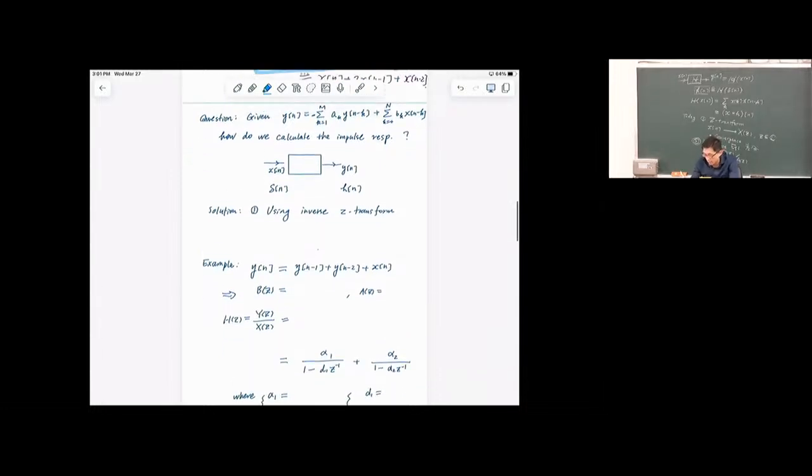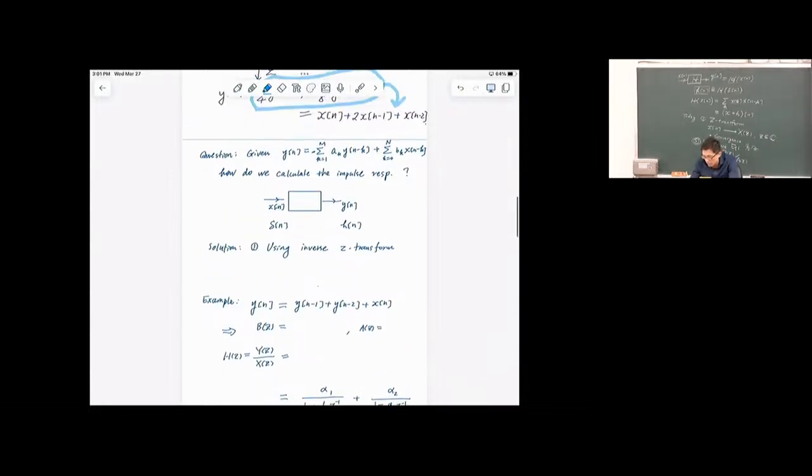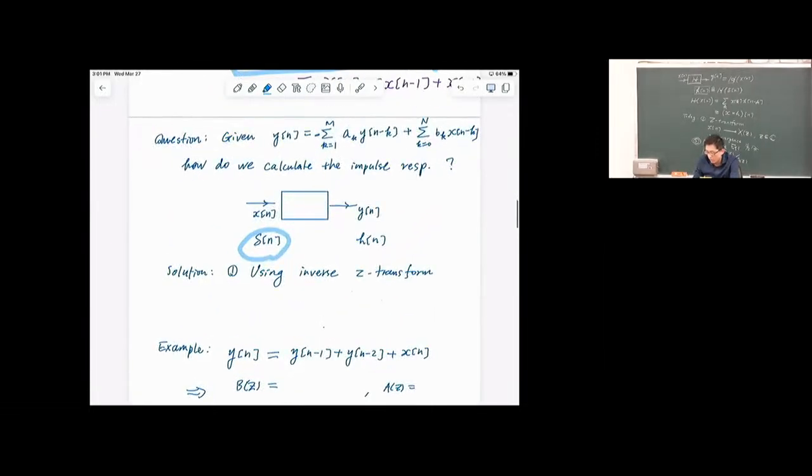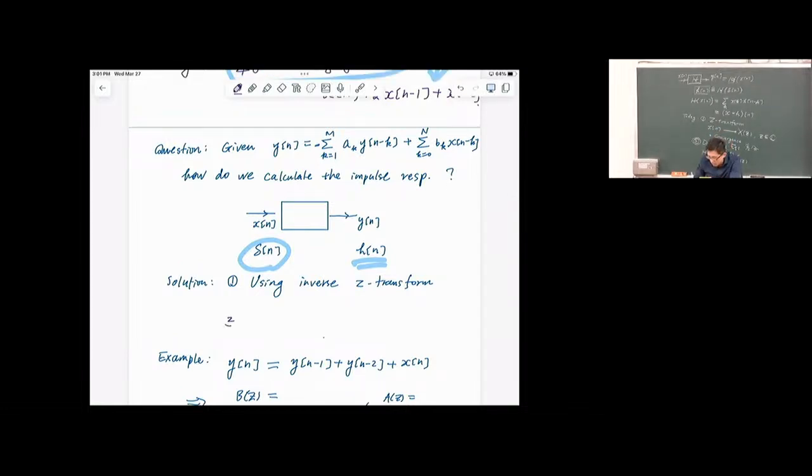I'm going to show you an example. Let me mention that the impulse response, again, is defined as the system's response to the delta function. When the input is the delta function, the output is the impulse response. It turns out that we can solve it using the Z transform, which is what I'm going to show you today. But we can also find an alternative solution by linear algebra, but we will not be covering that.